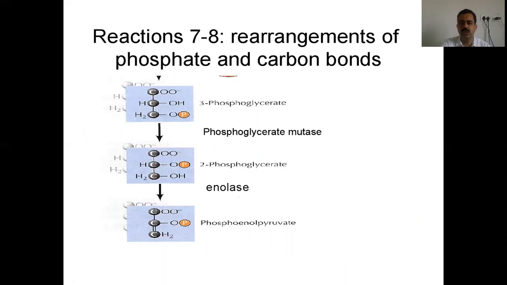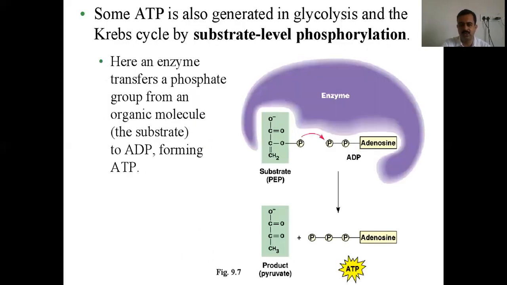Reactions 7 and 8, rearrangement of phosphates and carbons. 3-phosphoglycerate, by phosphoglycerate mutase, again the phosphate from the third position comes to the second position. 2-phosphoglycerate, the enzyme enolase catalyzes it, ultimately phosphoenolpyruvate is generated now, which is funneled into the process of TCA cycle or glycolysis.